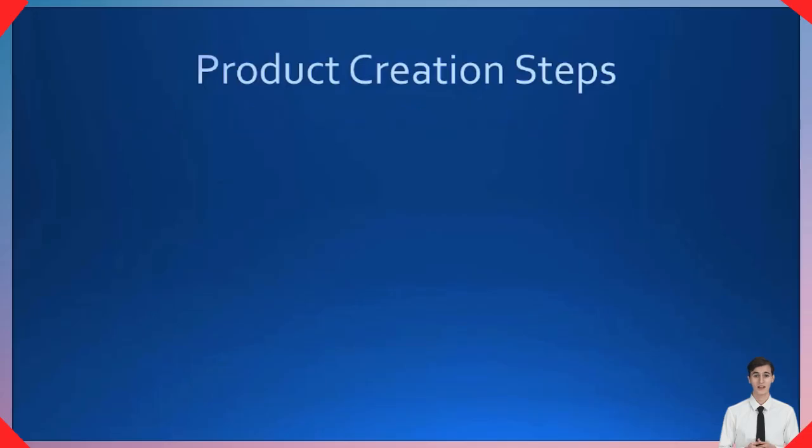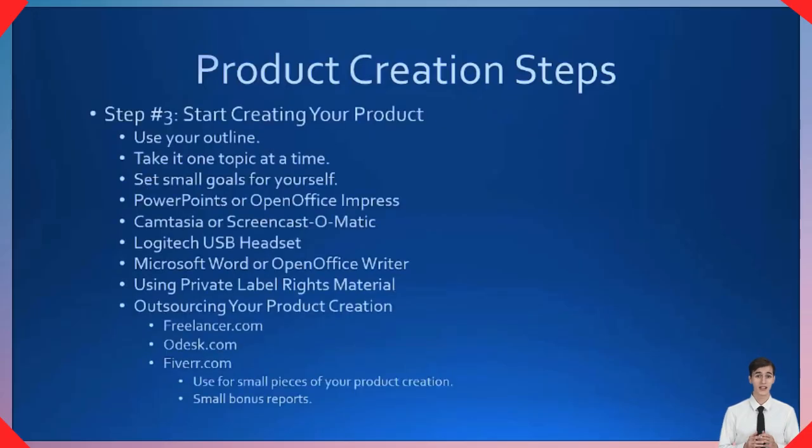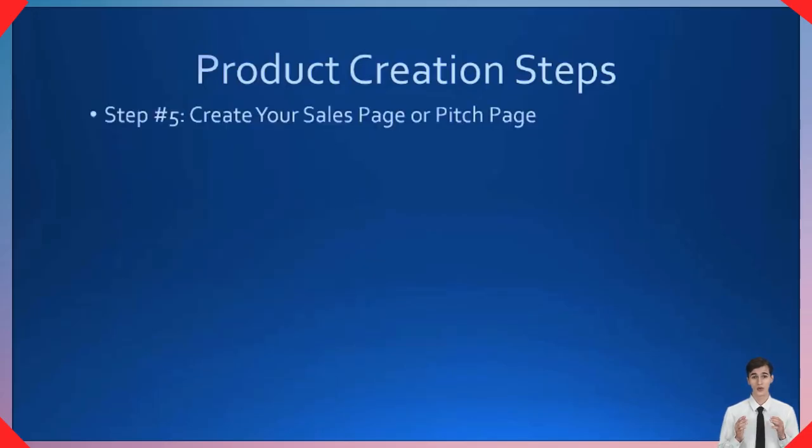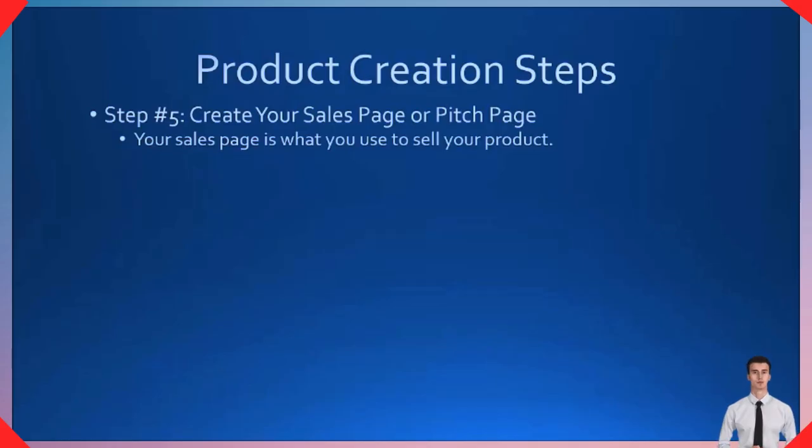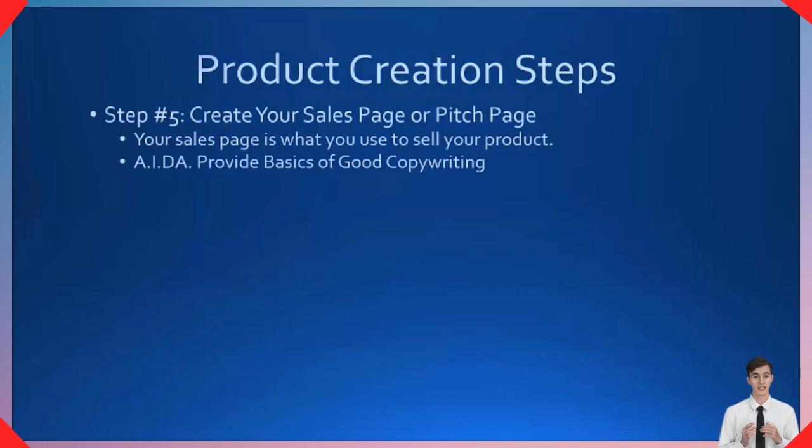Step number 5 would be to create your sales page or pitch page. Step number 4 was also doing the outsourcing part of things if you choose. Your sales page is what you use to sell your product. You want to use the AIDA formula for good copywriting.